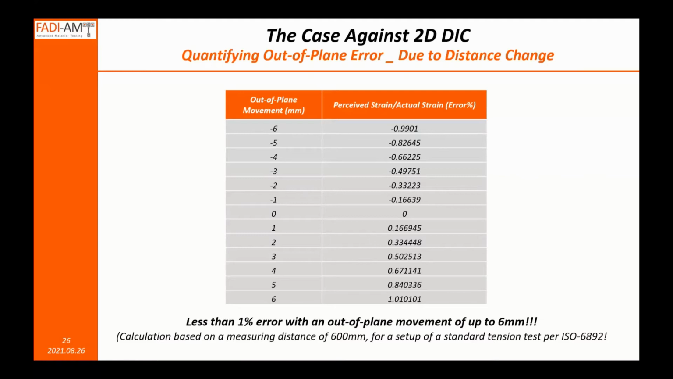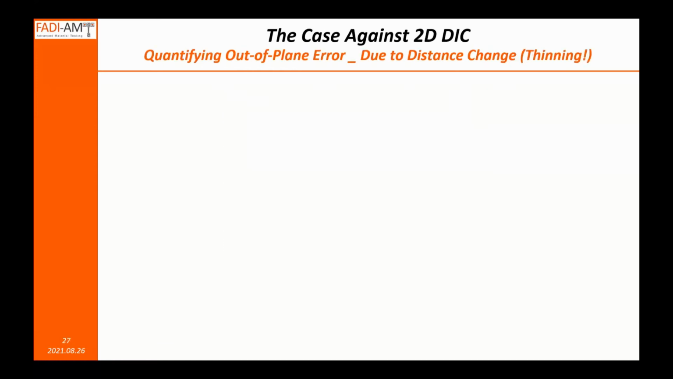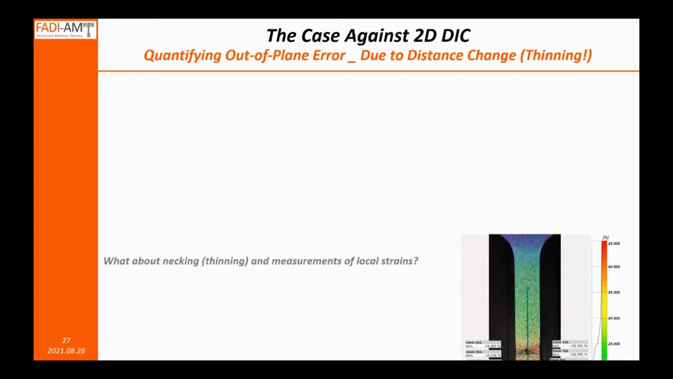And those calculations shown here were intentionally done on a setup that mimics the most popular tension test, which is the one per ISO 6892. That's the same as ASTM E8 or the comparable German or Japanese standards, the most popular test out there. We still don't see a significant error from a calculation perspective.